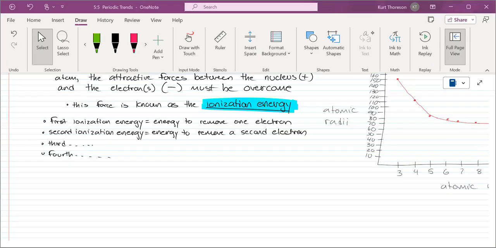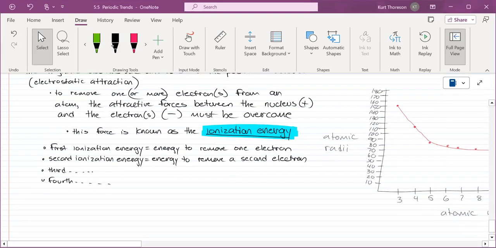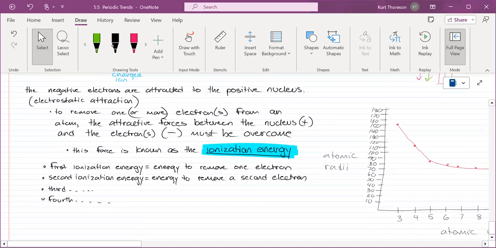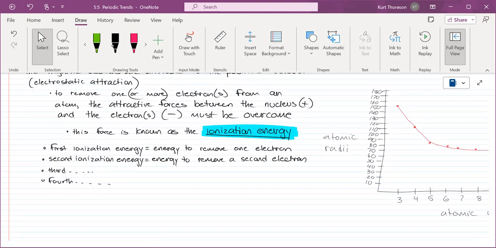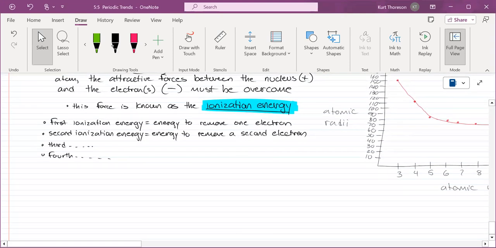Okay, we have done two trends thus far. We've talked about atomic radius. We have talked about ionic radius. We left off last time with ionization energy, which is the energy needed to pull an electron away, to turn an atom into an ion. Whenever atoms lose electrons, they become a positively charged ion, which we call a cation. There are first ionization energy, second, third, fourth, and so on.